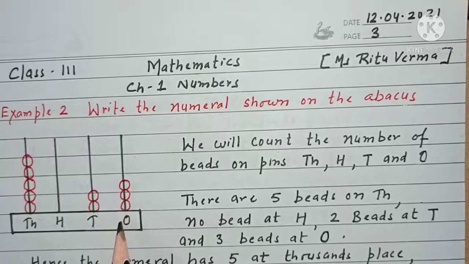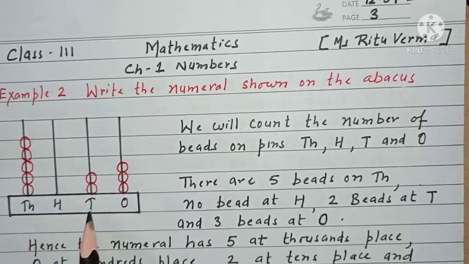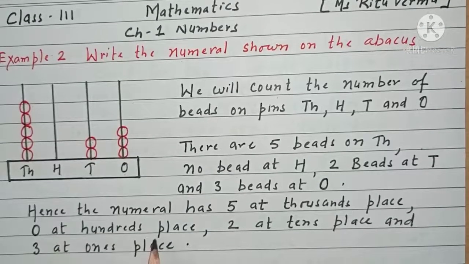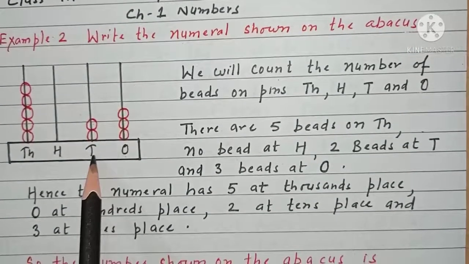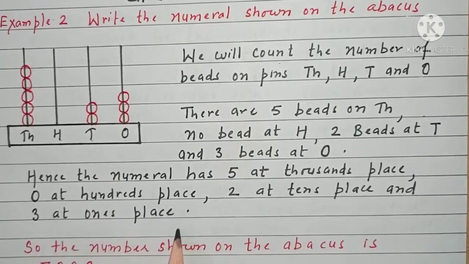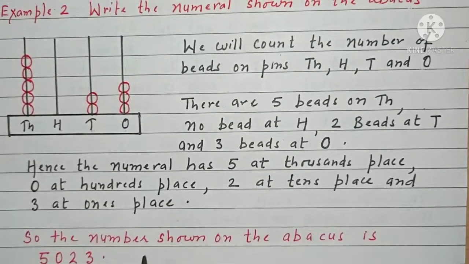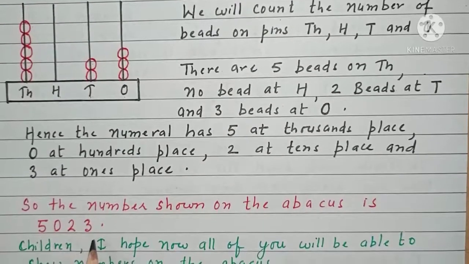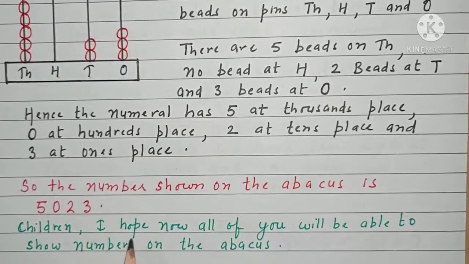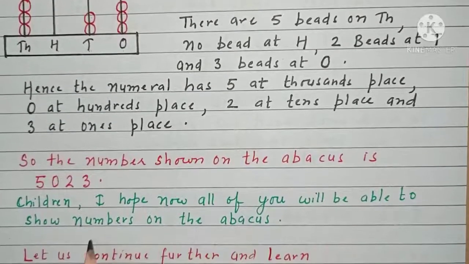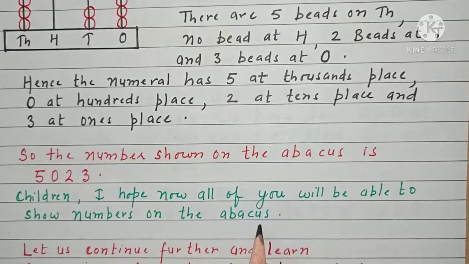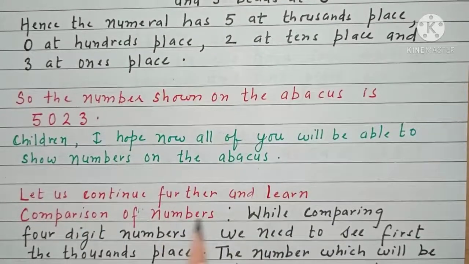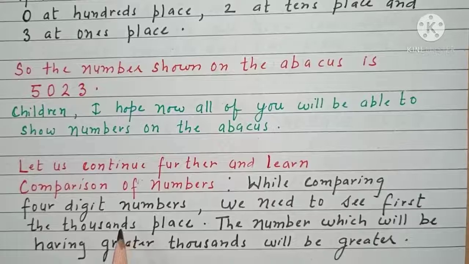So the numeral shown on the abacus has 5 at the thousands place, 0 at hundreds place, 2 at tens place and 3 at ones place. So dear children, the number shown on the abacus is 5023. So I hope now all of you will be able to show numbers on the abacus. Let us continue further and learn how to compare the numbers.